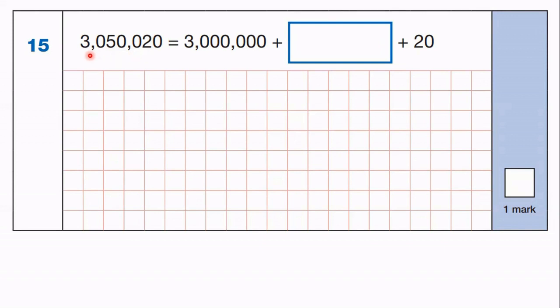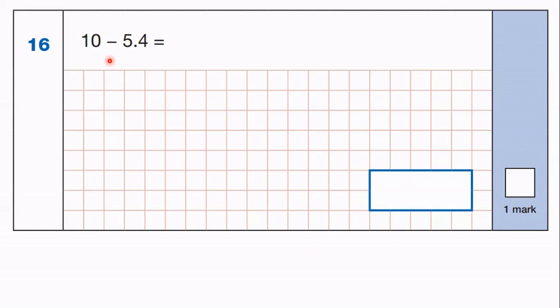Question 15. 3,050,020 equals 3 million plus something plus 20. So we can see that the number has been partitioned, but this 5 digit in our 10,000s hasn't been, and because it's in our 10,000s, we know that it stands for 50,000, because you can see that there are 4 digits after the 5, so when we're partitioning it, we need 4 zeros after the 5.